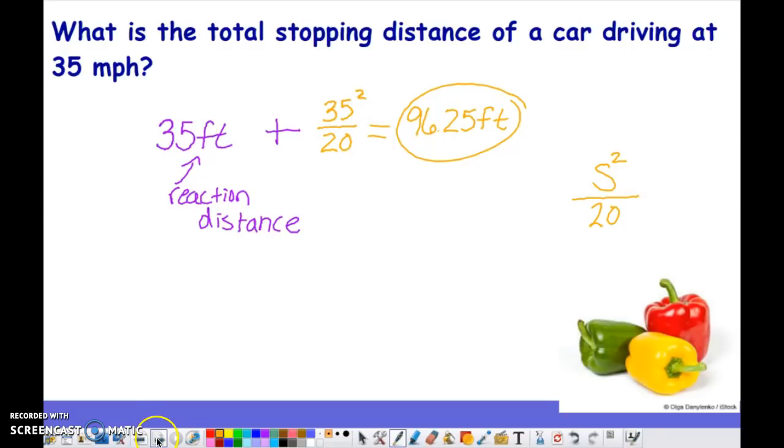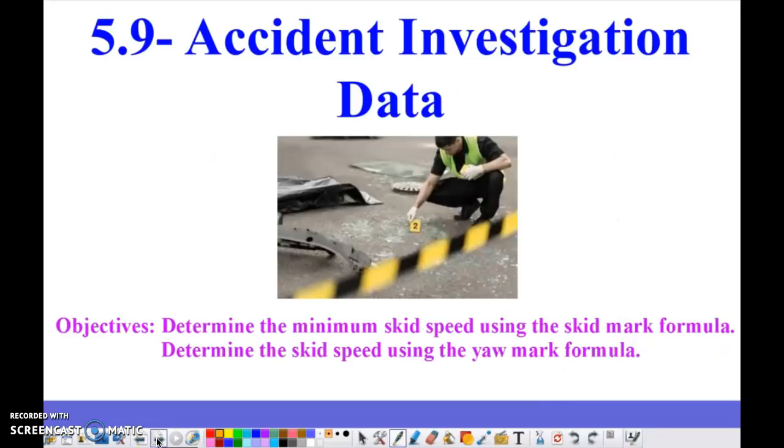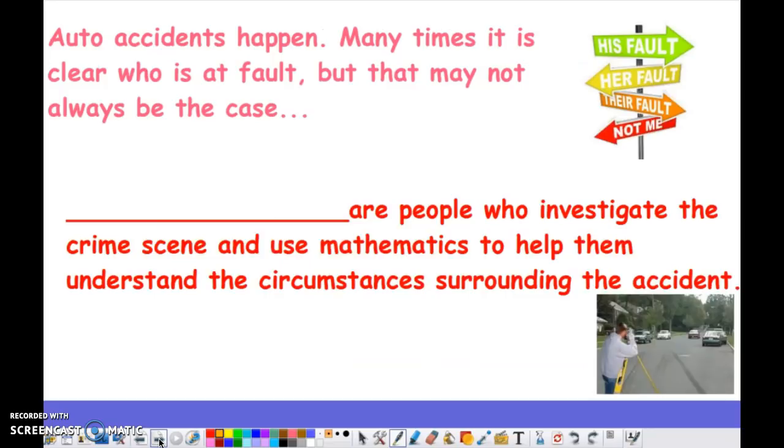What we're going to do today now is we're going to talk about accident investigation data. So we're going to look at things like skid marks and yaw marks, they're called. We're going to use those to determine how fast a car was going when they made those marks. So auto accidents happen many times. It is clear who is at fault, but that's not always the case. So we have to call in specialists to help determine who is at fault.